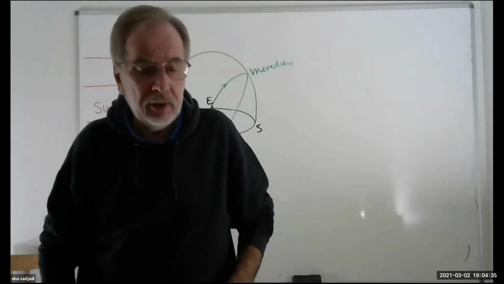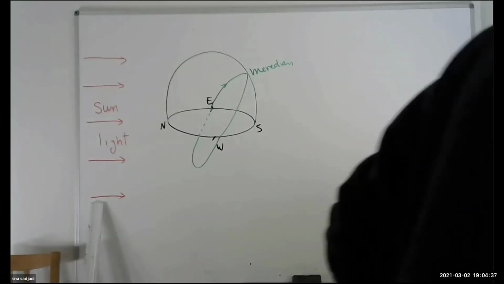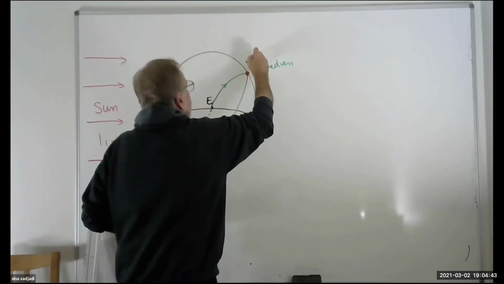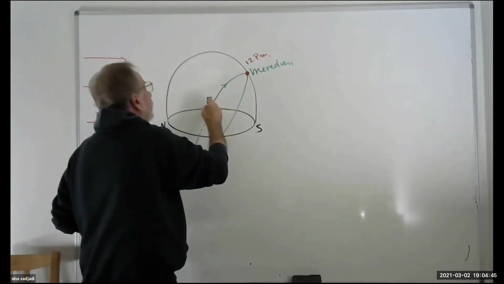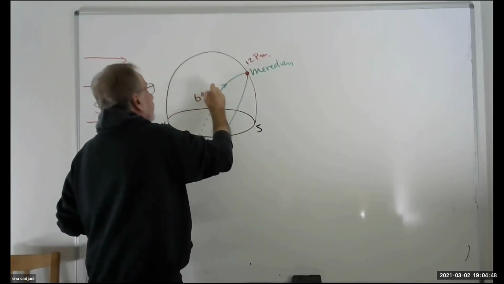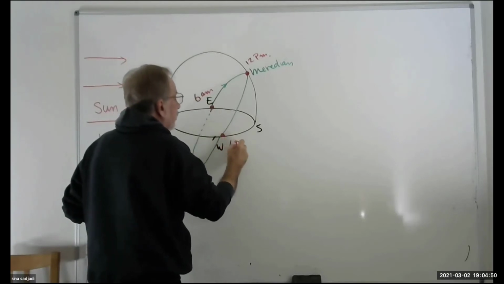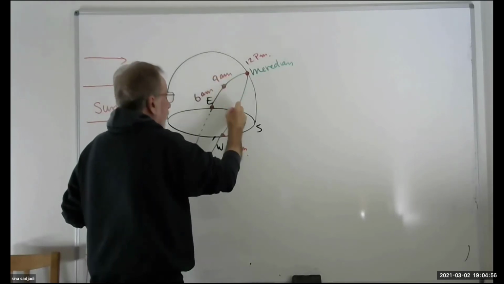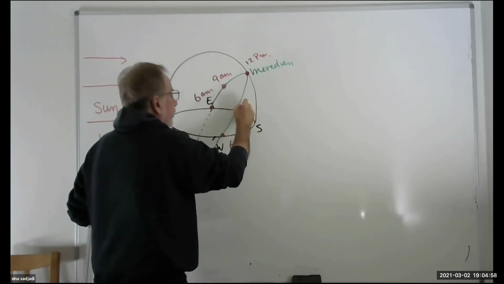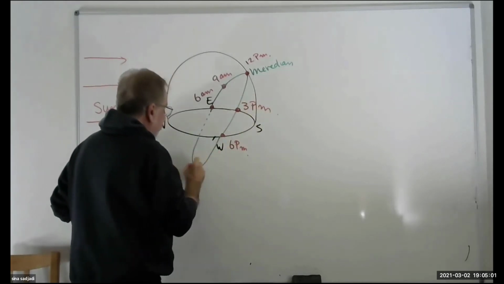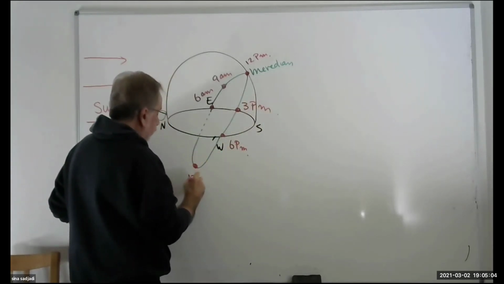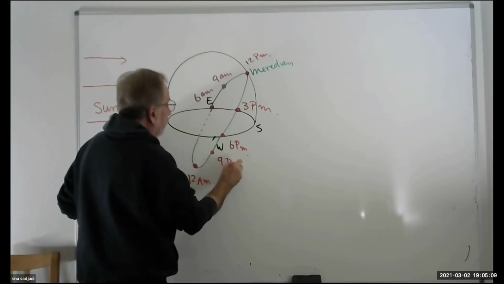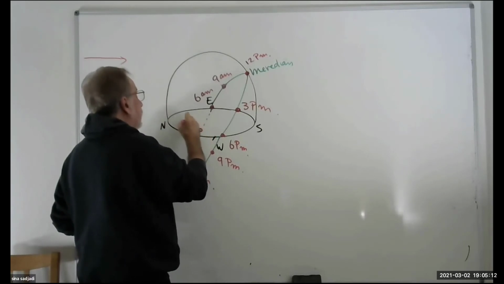So let me put a sun someplace. So I'll put the sun over here. What time is it over here? 12 noon. 12 p.m. What time is it over here? 6 a.m. That's right. Here, 6 p.m. Here, 9 a.m. Here, 3 p.m. Here, midnight, 12 a.m. Here, 9 p.m. Here, 3 a.m.